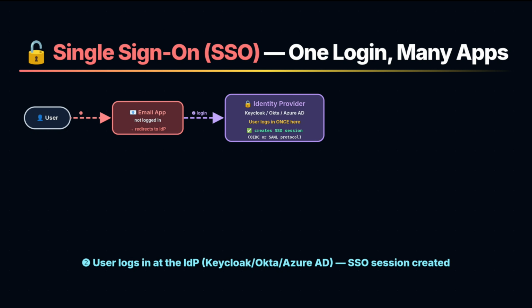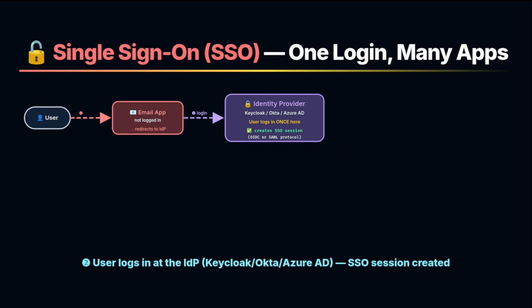The flow is, let's say when you visit the email app, you are not logged in. The email app does not handle login itself. It redirects you to the identity provider. Then you log in at the identity provider, typing your password once on the identity provider page. The identity provider verifies you, creates an SSO session and sends a token back to the email app. Now you are logged in.